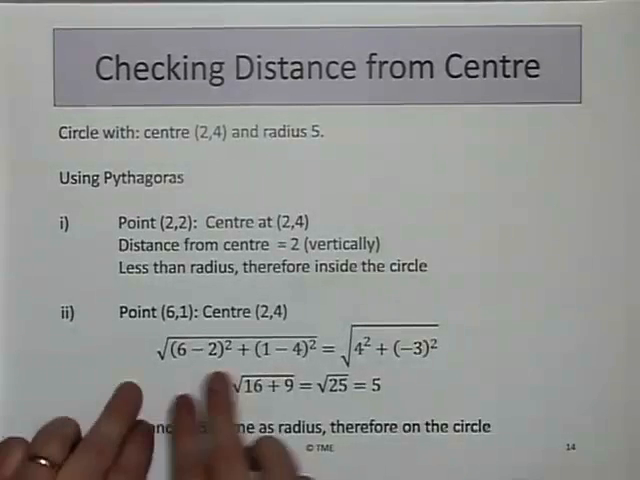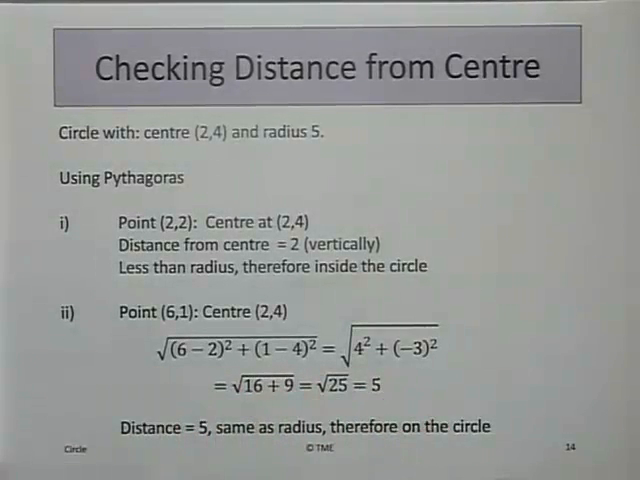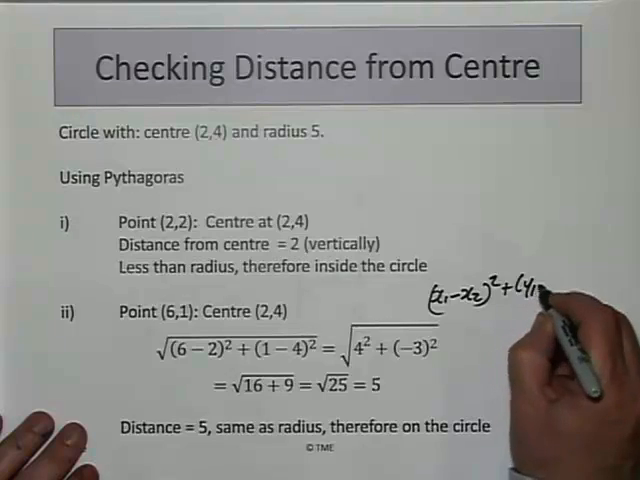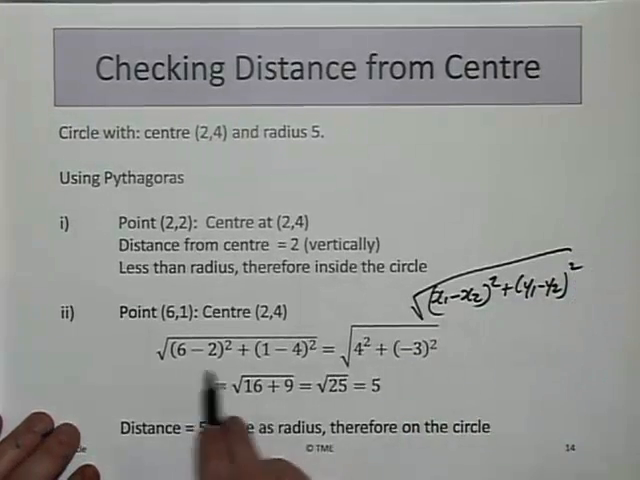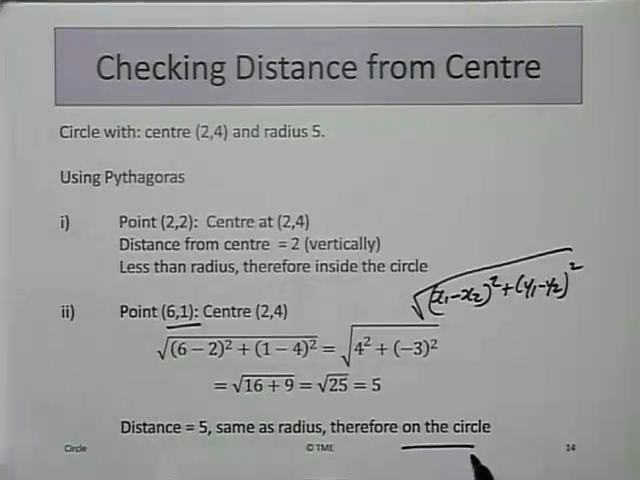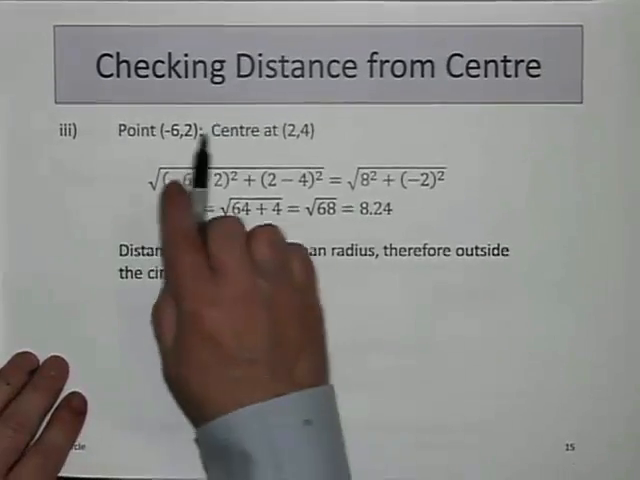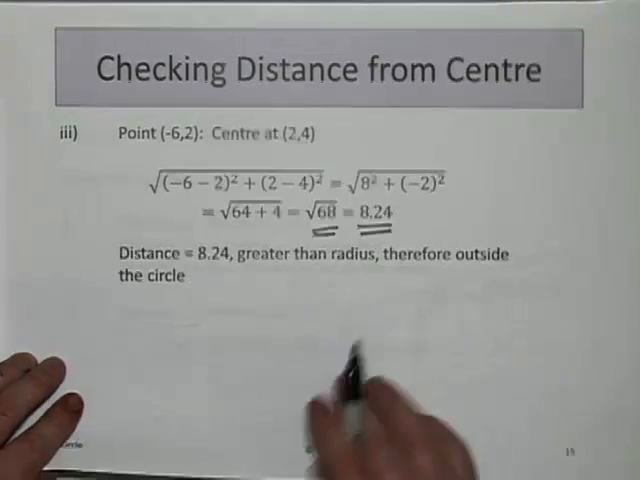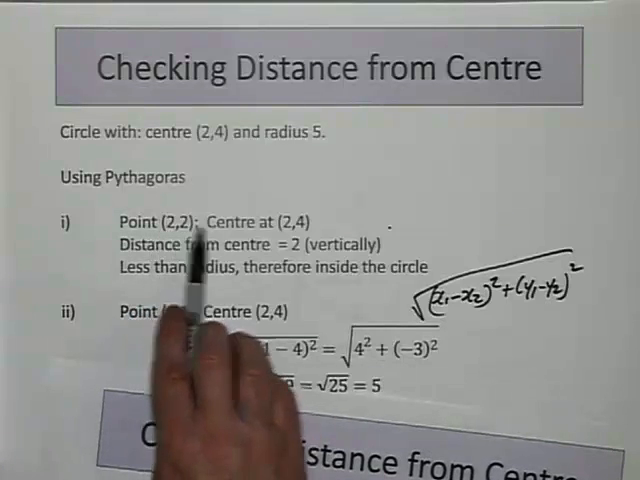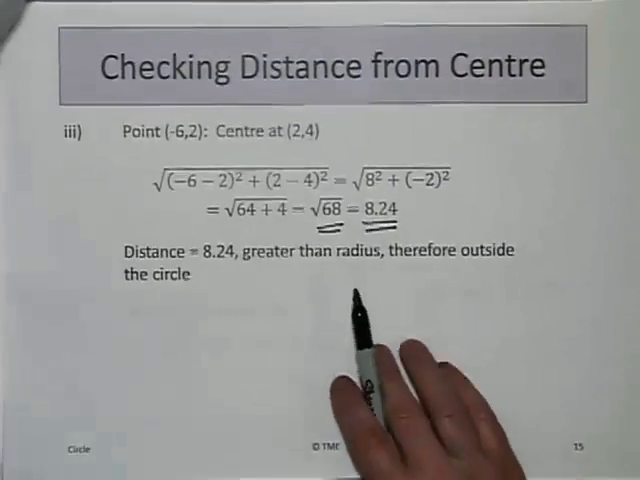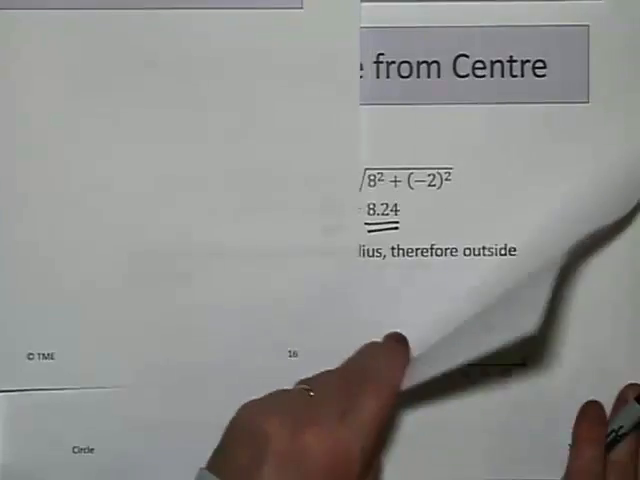So I can do that using Pythagoras. I can do it by doing it visually. Or I can just do the standard, absolutely standard, from the line section, x1 minus x2 squared plus y1 minus y2 squared, all square rooted. That's exactly what's going on there. So for the first point, 6, 1, I found that it was on the circle. For point minus 6, 2 to 2, 4, I found it was the square root of 68, which was 8.24, greater than 5, outside the circle. And the very one, 2, 2 and 2, 4, only 2 apart, much smaller than 5, that's inside the circle. So that's that section done.